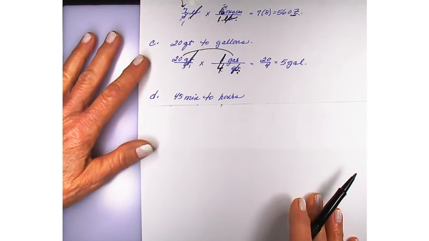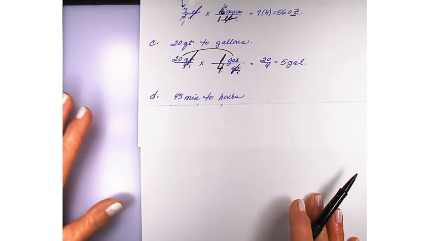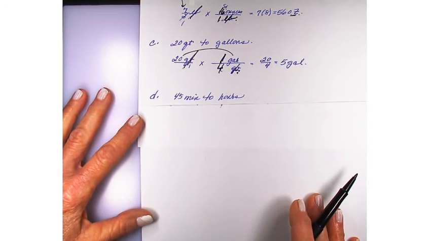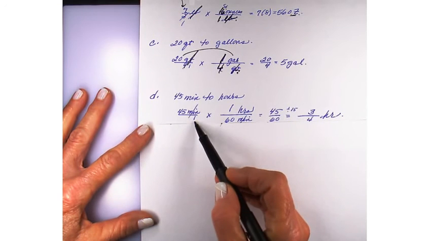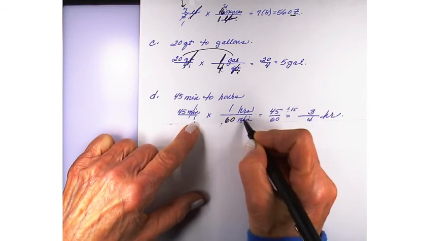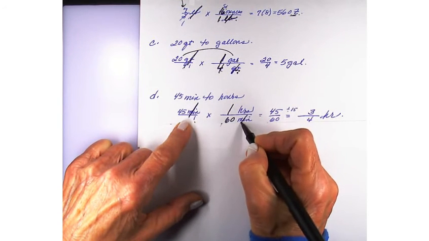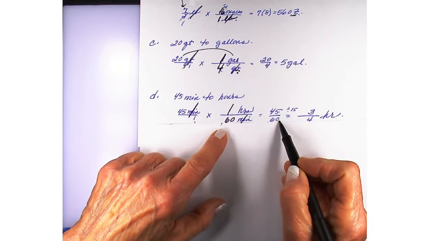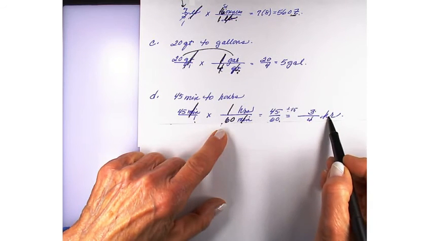Now we're going from minutes to hours. So a lot of you say, well, I know 45 minutes is 3/4 of an hour, so we know the answer to this. Let's look at how we do it using conversions. 45 minutes, how many minutes in 1 hour? 60 minutes in 1 hour. Minutes cancel. I now have 45 over 60. I divide by 15 and I get 3/4 of an hour.